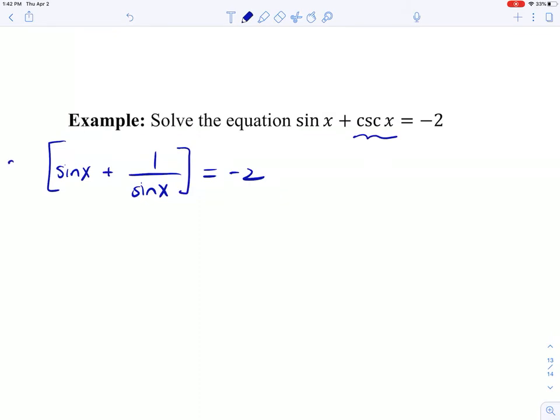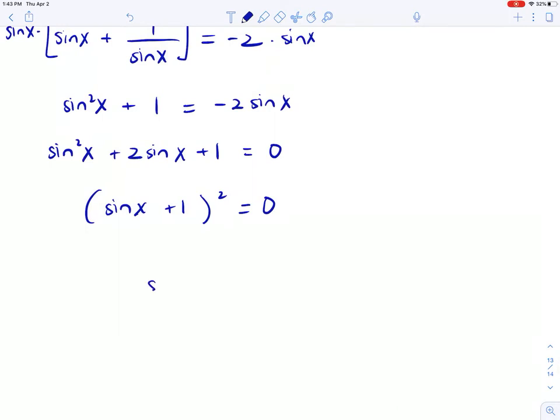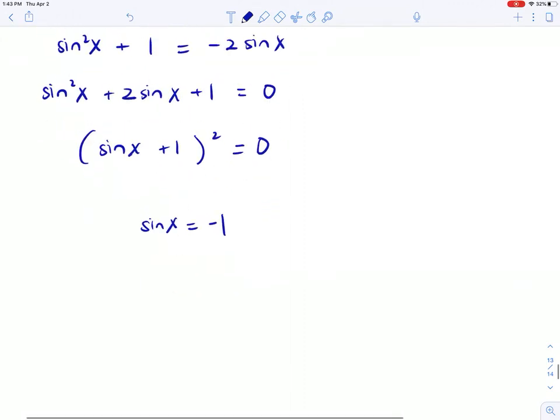So what I'm going to do is multiply by sine on both sides of the equation here. So I'll have sine squared plus 1 equals negative 2 times sine. And then now we have an equation that's like a quadratic. And it factors. It's a perfect square, so it factors as sine of x plus 1 squared. So sine of x equals negative 1.